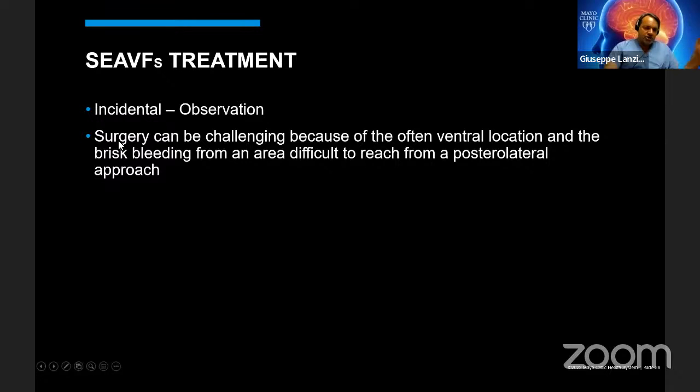Now, surgery, of course, traditionally was the mainstay of treatment, particularly because of our inability to provide this fine distal catheterization that is commonplace today. But the surgery, it turns out, can be quite challenging because, as we saw, most of these shunts are located in the ventral epidural space, and from the typical posterolateral surgical approach, it's very difficult to completely expose the shunt. There can be brisk bleeding that is not always easy to control.